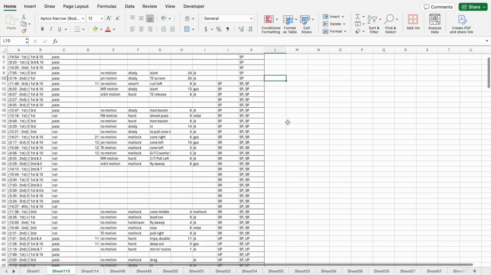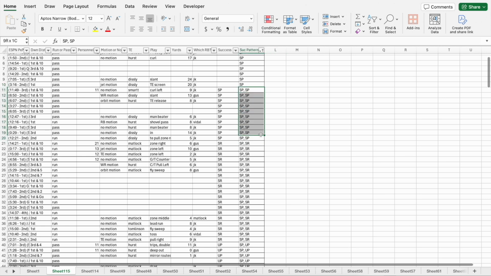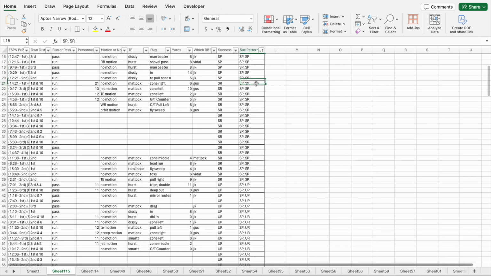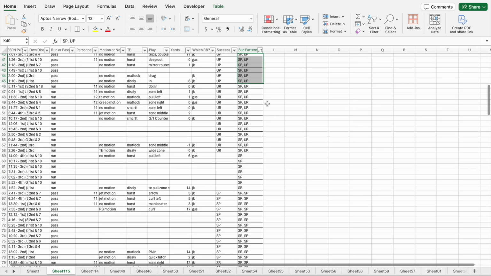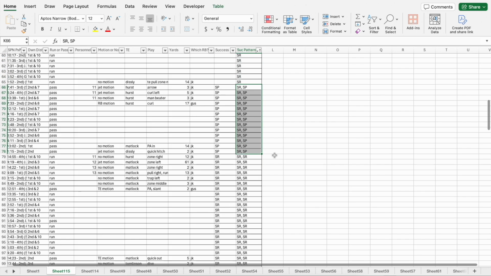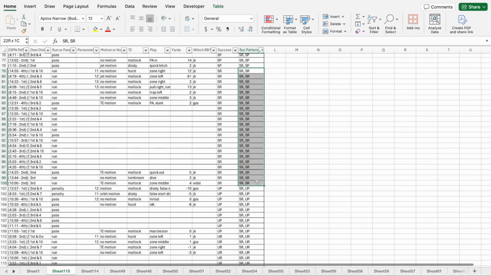Then when I sorted the successful patterns, you can see there wasn't a whole lot of successful pass plays followed by successful pass plays. Only 9 or 10. It's quite a bit of successful pass followed by successful runs at 19. Not too many successful pass followed by unsuccessful pass. There's quite a bit of successful pass followed by unsuccessful run. There are 13 successful runs followed by successful pass, and 22 successful runs followed by successful runs.